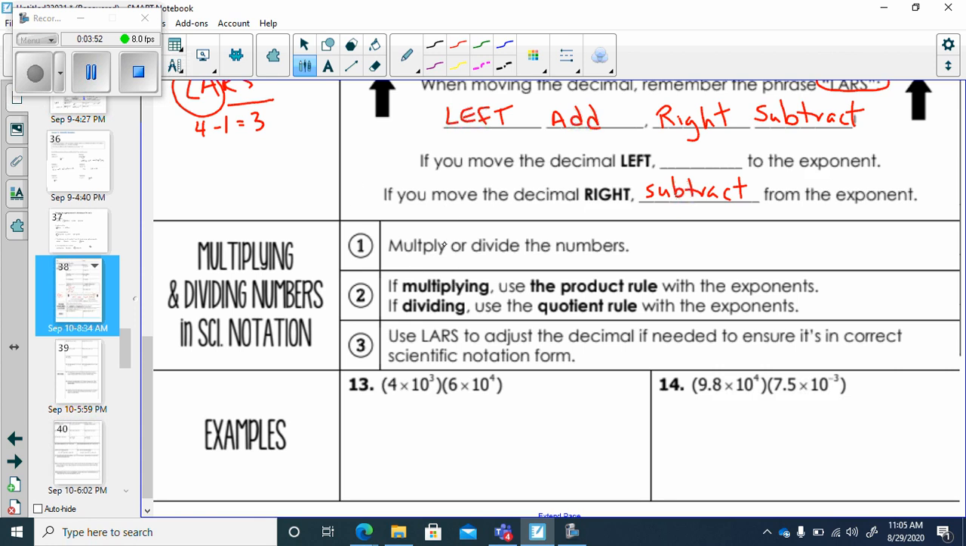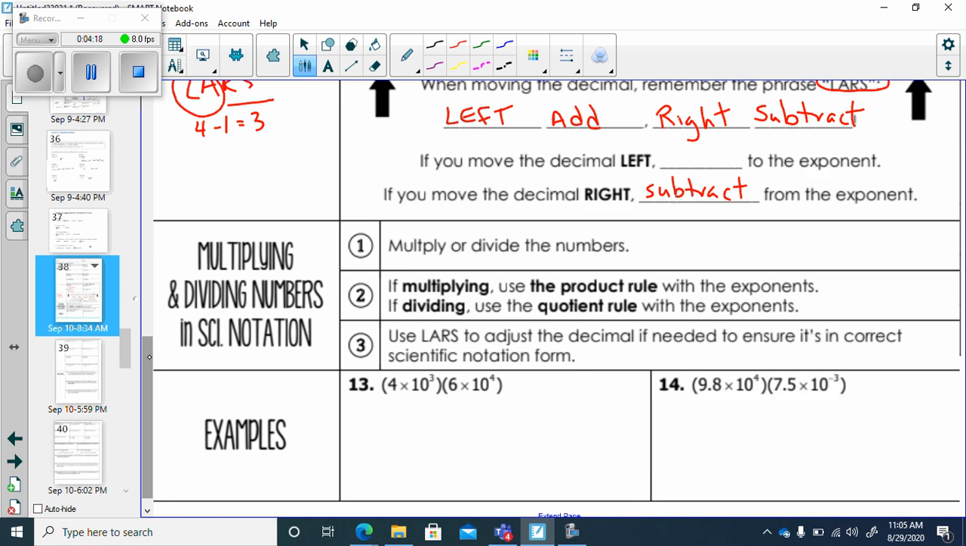Let's look at this first one. When we multiply and divide numbers in scientific notation, we are multiplying this number in scientific notation, 4 times 10 to the third times 6 times 10 to the fourth. Okay. If you multiply, use the product rule with the exponents. If you divide, use the quotient rule. Use LARS to adjust the decimal if needed, okay, to make sure it's in scientific notation form.